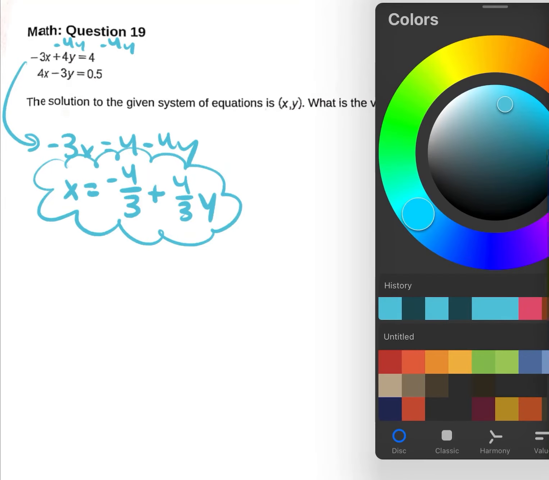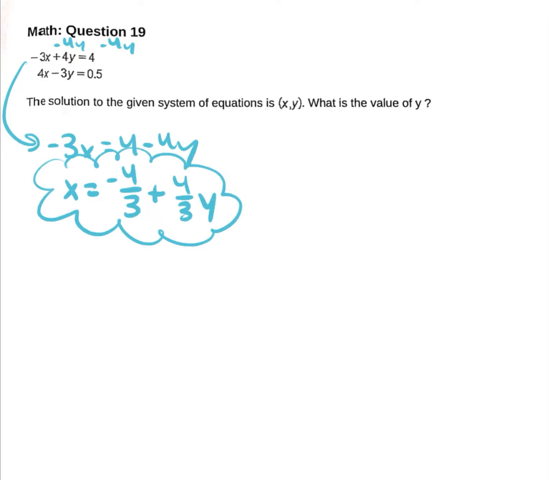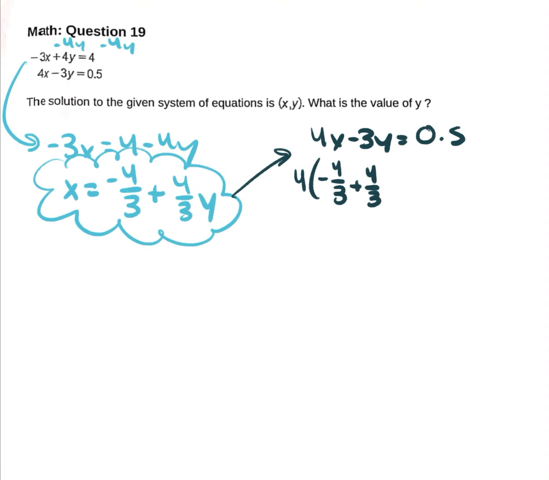And now we can change colors because we're starting with the second equation, which is 4x minus 3y equals 0.5. So all we have to do to find y is substitute this into the second equation. So that would be 4 open parentheses negative 4/3 plus 4/3 y, and then we're just taking the rest of the equation up here, minus 3y equals 0.5. Now it's just simple simplification and solving for y.